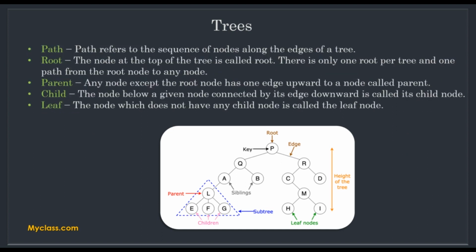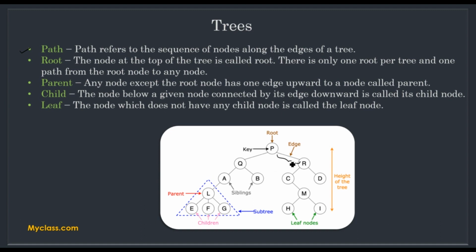Let's discuss the first term, path. Path refers to the sequence of nodes along the edges of a tree. So what are edges? Edges mean connections. If there is a connection between two nodes, then this line we call an edge. So this is the edge. Then path. What is a path? Path refers to the sequence of nodes along the edges.